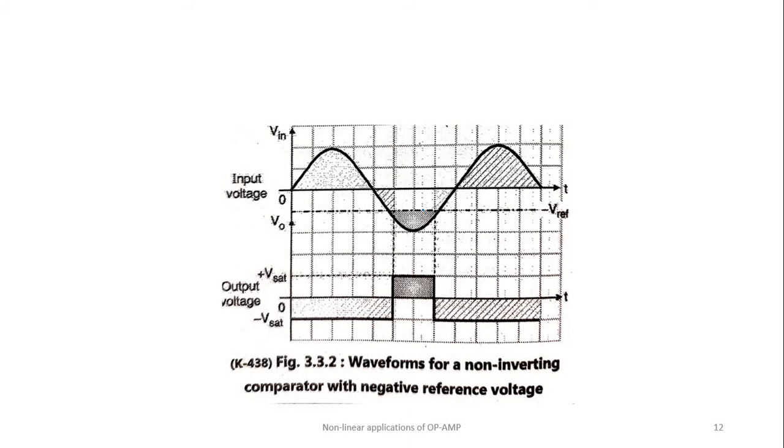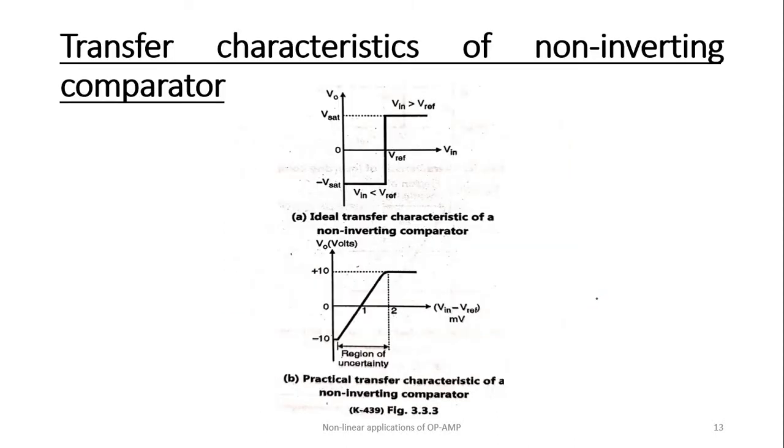If the reference voltage is made negative, minus V reference, and applied to the non-inverting terminal, then the input and output voltage waveforms are modified as shown in the figure. Means V reference is negative. If the V reference is a negative voltage, then the output voltage waveform is like this. Okay, this is the transfer characteristic of a non-inverting comparator.